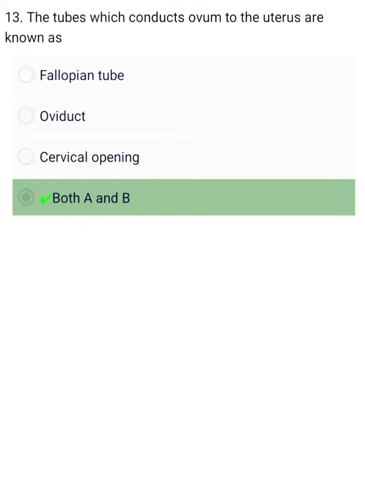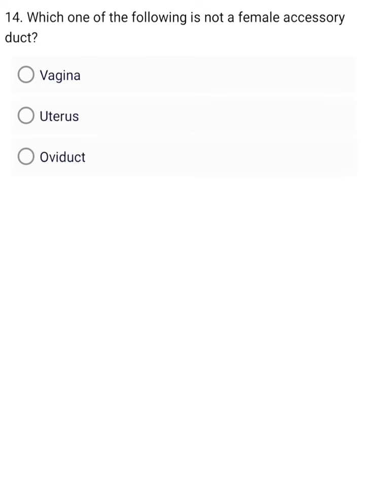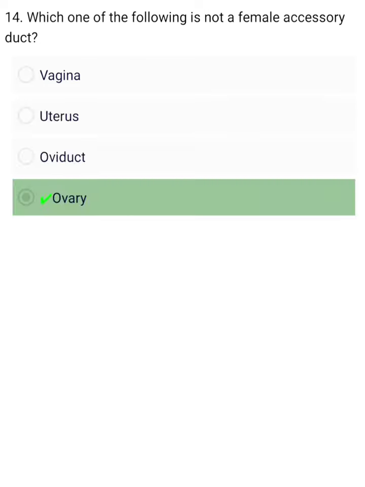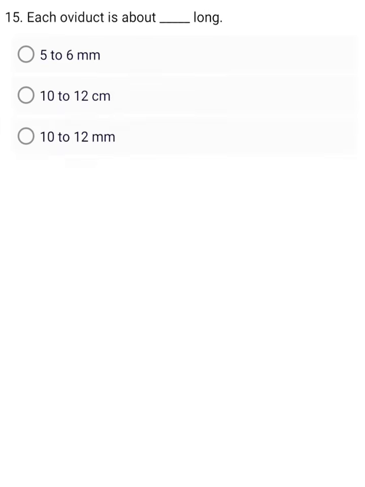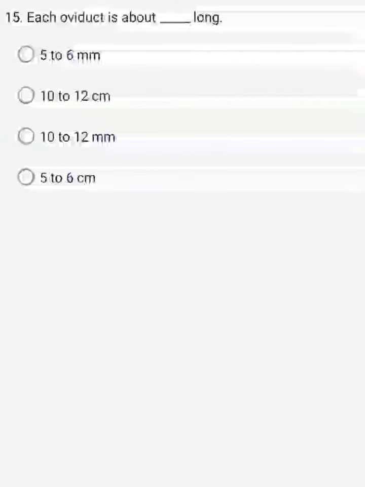The tube. Right. Which one of the following is not a female accessory duct? Right. Each oviduct is about how long? A. 5 to 6 millimeters. B. 10 to 12 centimeters.